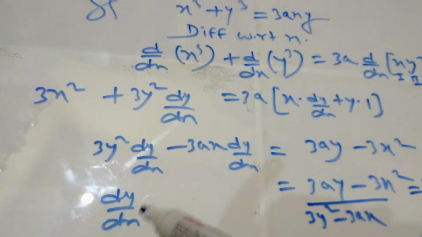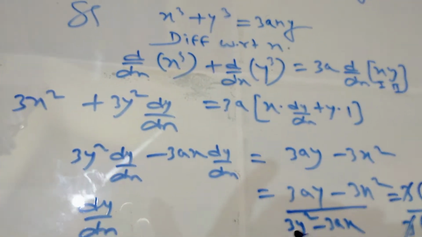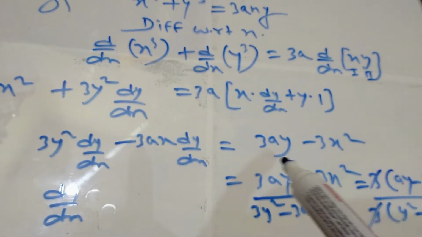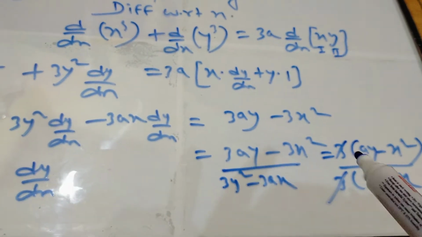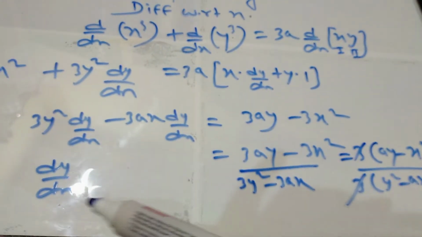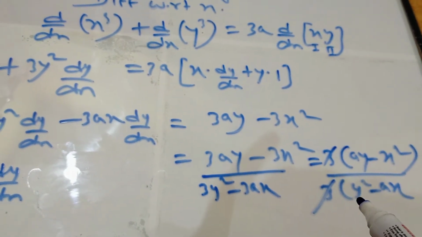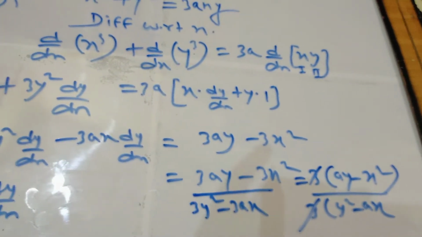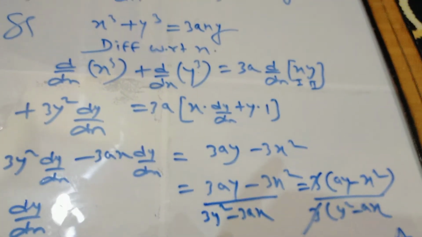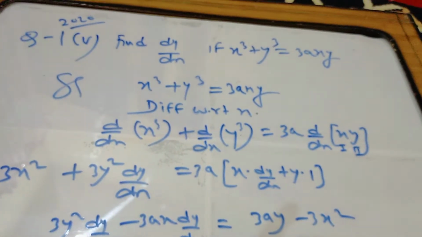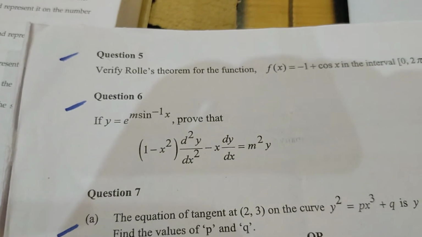Now if I take dy upon dx common, then 3y square minus 3ax will go to the denominator of the right hand side. Finally, if you take 3 common and 3 cancels out, your answer is dy upon dx is equal to (ay minus x square) upon (y square minus ax). This is the final answer for this particular question. So this is the right way to solve this question. They asked this in 2020 for 2 marks. Now look at question number 6.